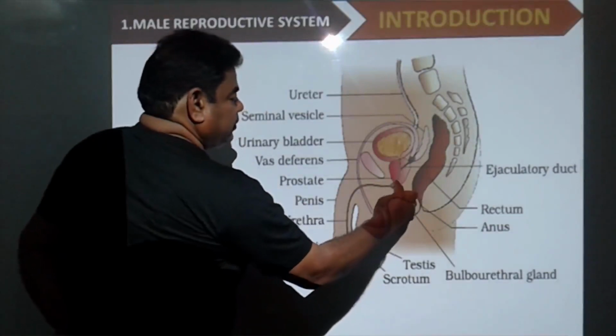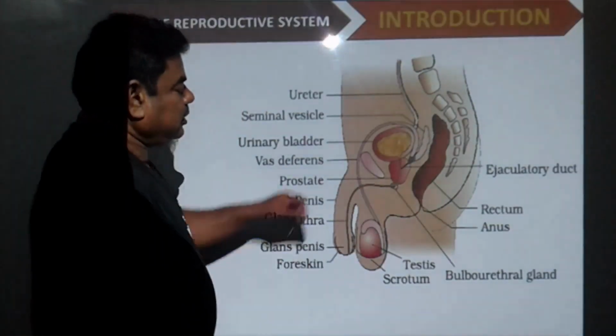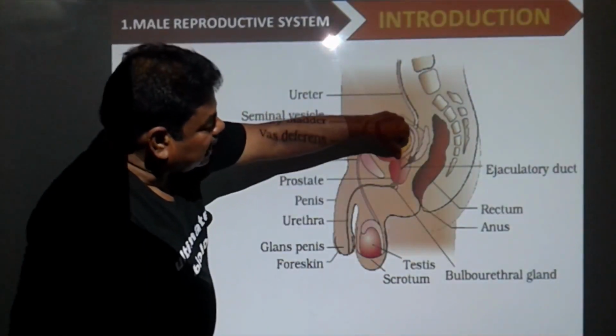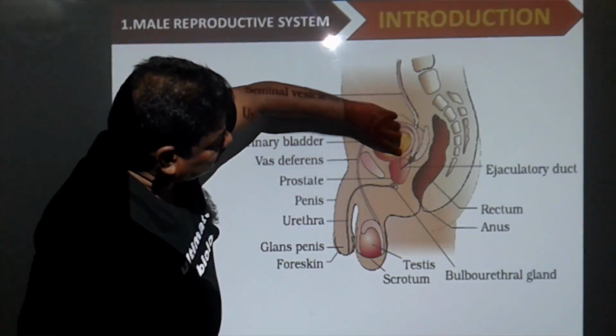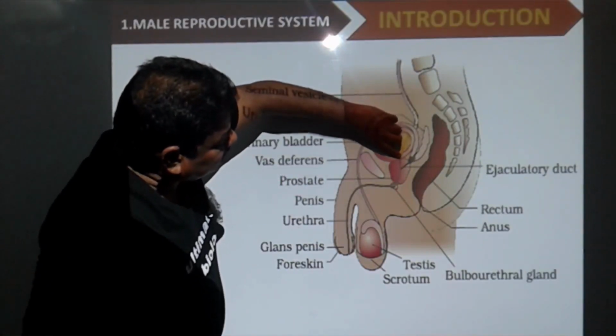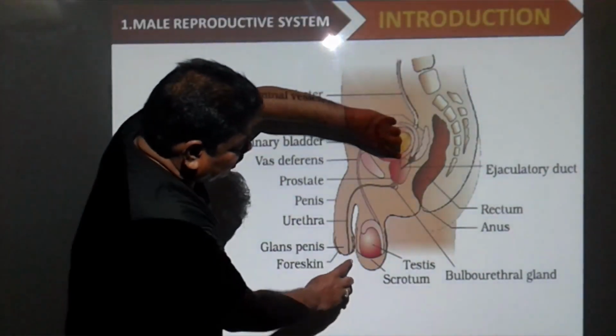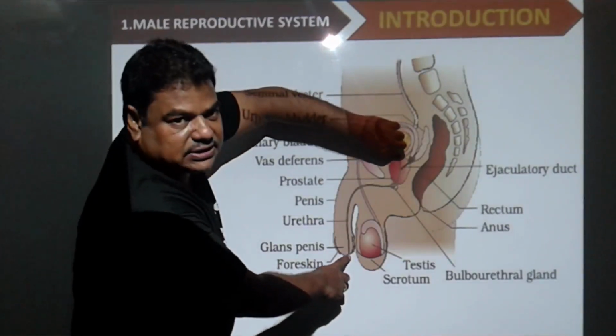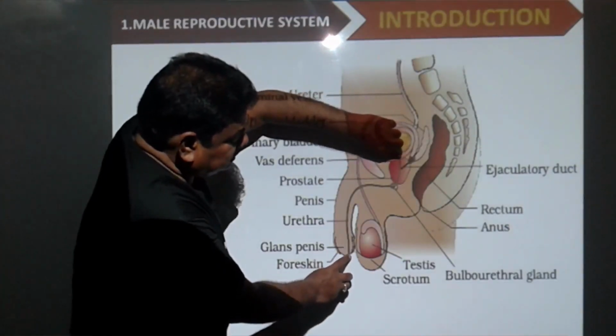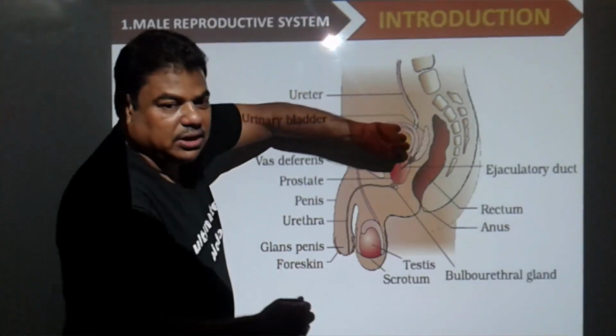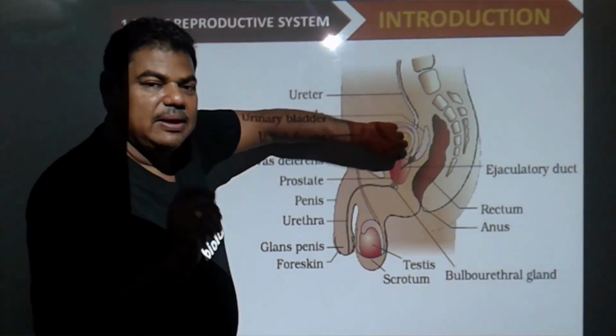Now this structure we call the urethra. The urethra starts from this portion, from the lower part of the urinary bladder up to the tip of the penis. At the tip of the penis, the urethra opens, and this opening we call the urethral meatus.